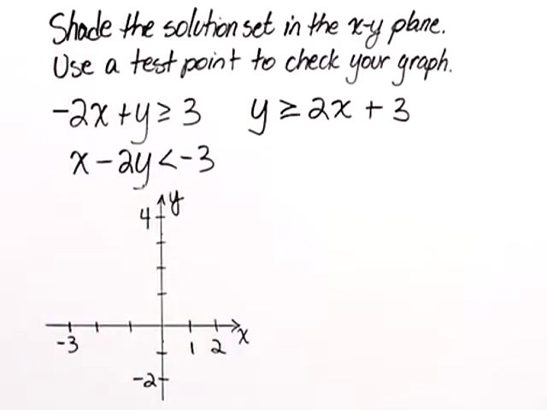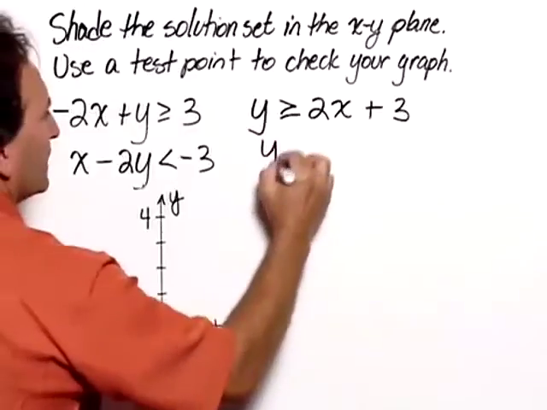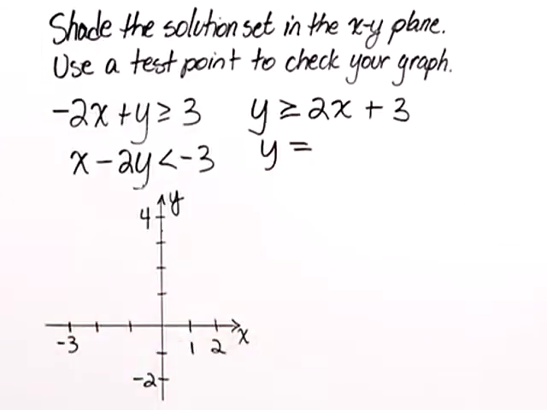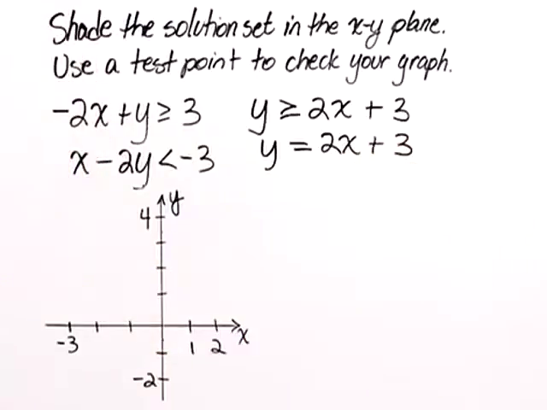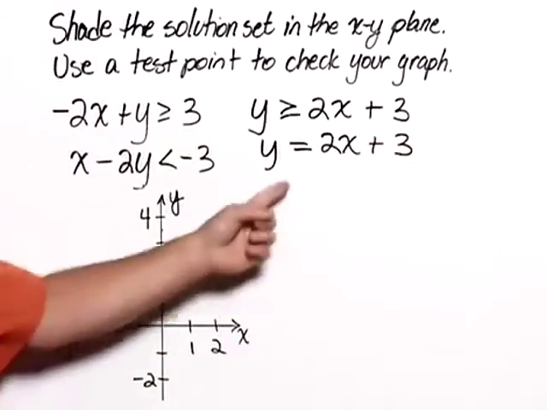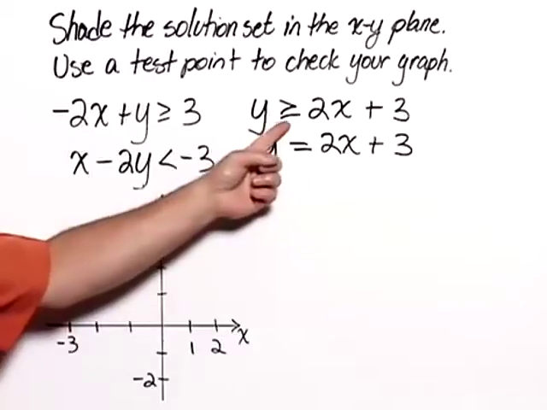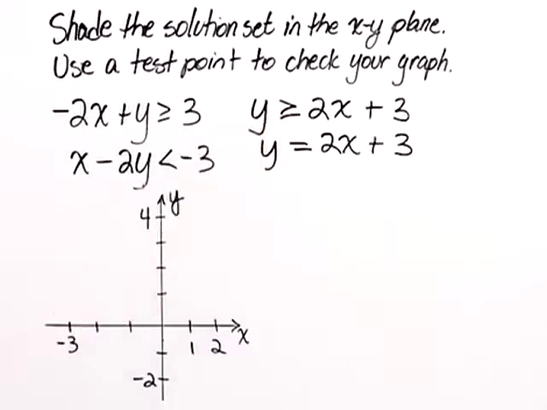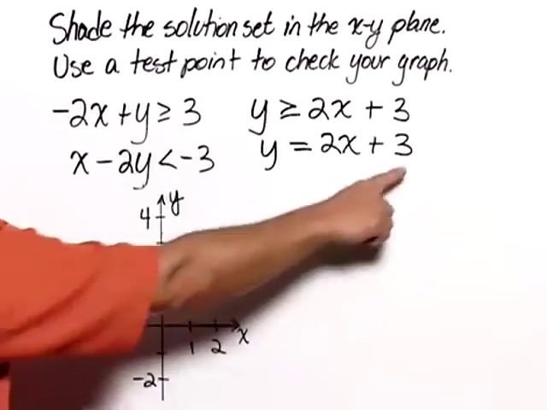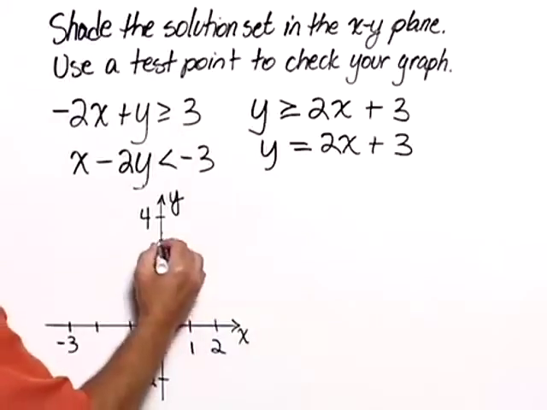To graph the boundary line, we actually change the inequality to an equal sign, and so we have y equals 2x plus 3. This line will be drawn as a solid line because of the equal to part of the inequality. We have a y-intercept of 3.